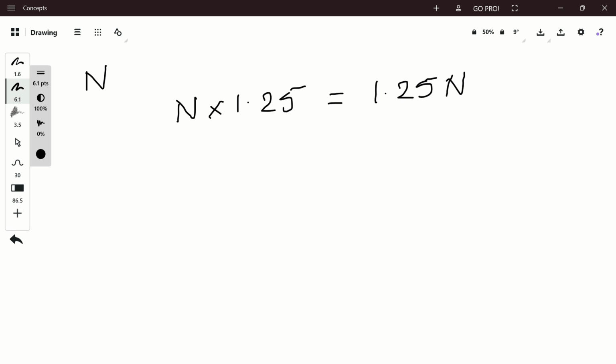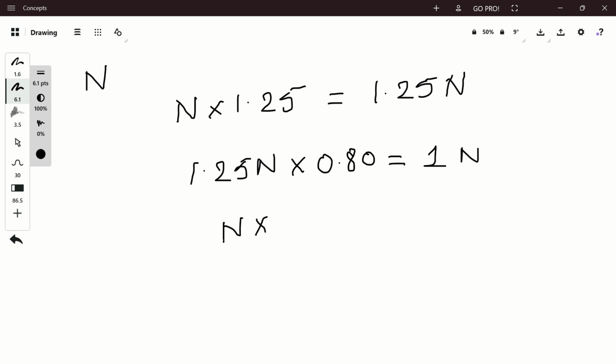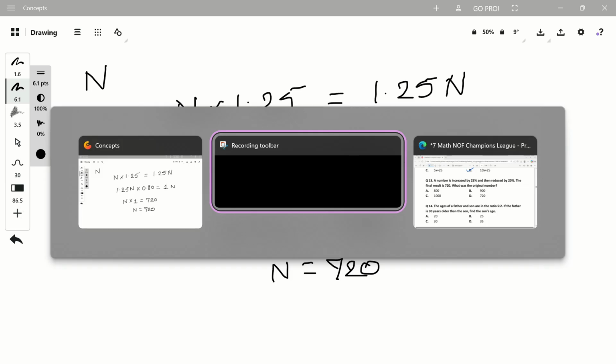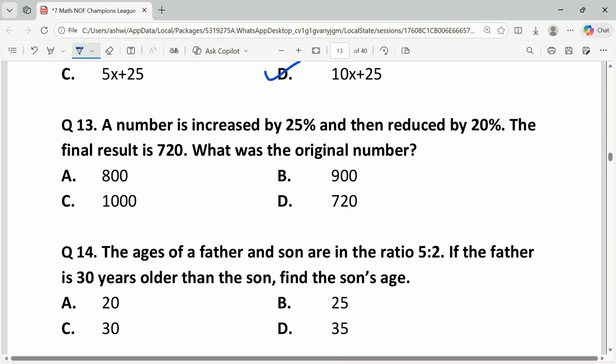Now, reducing this new number by 20%, that is multiplying by 0.80, we have 1.25 n into 0.80, which is equal to 1 n. So, solving for n, we have n into 1 is equal to 720. So, n is equal to 720. Comparing with the options, the answer is D, 720.